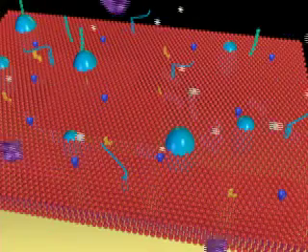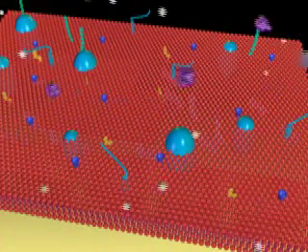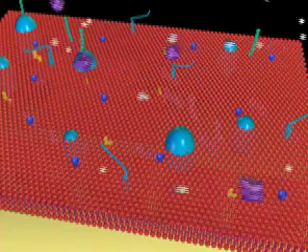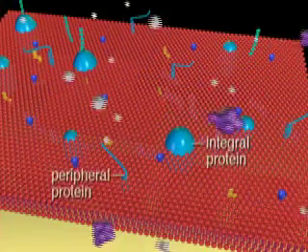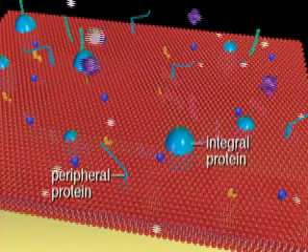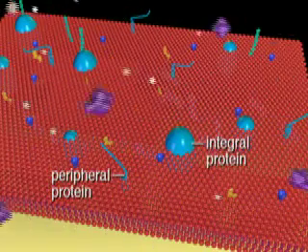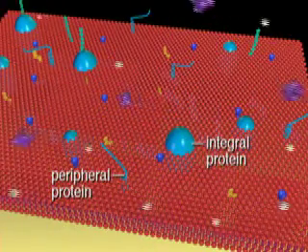For example, they may act as enzymes, receptors, anchors, or channels. There are two major populations of membrane proteins: integral proteins, which are part of the membrane structure and usually span the width of both phospholipid layers, and peripheral proteins, which are bound to the surfaces of the membrane.